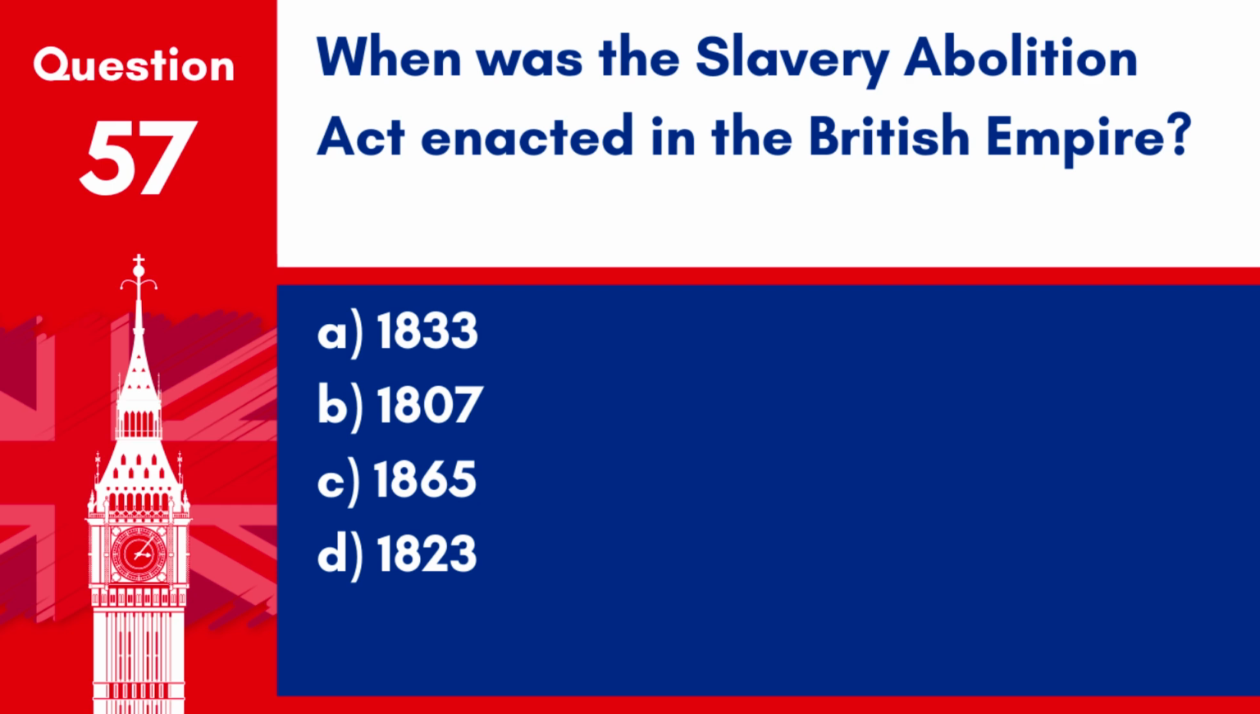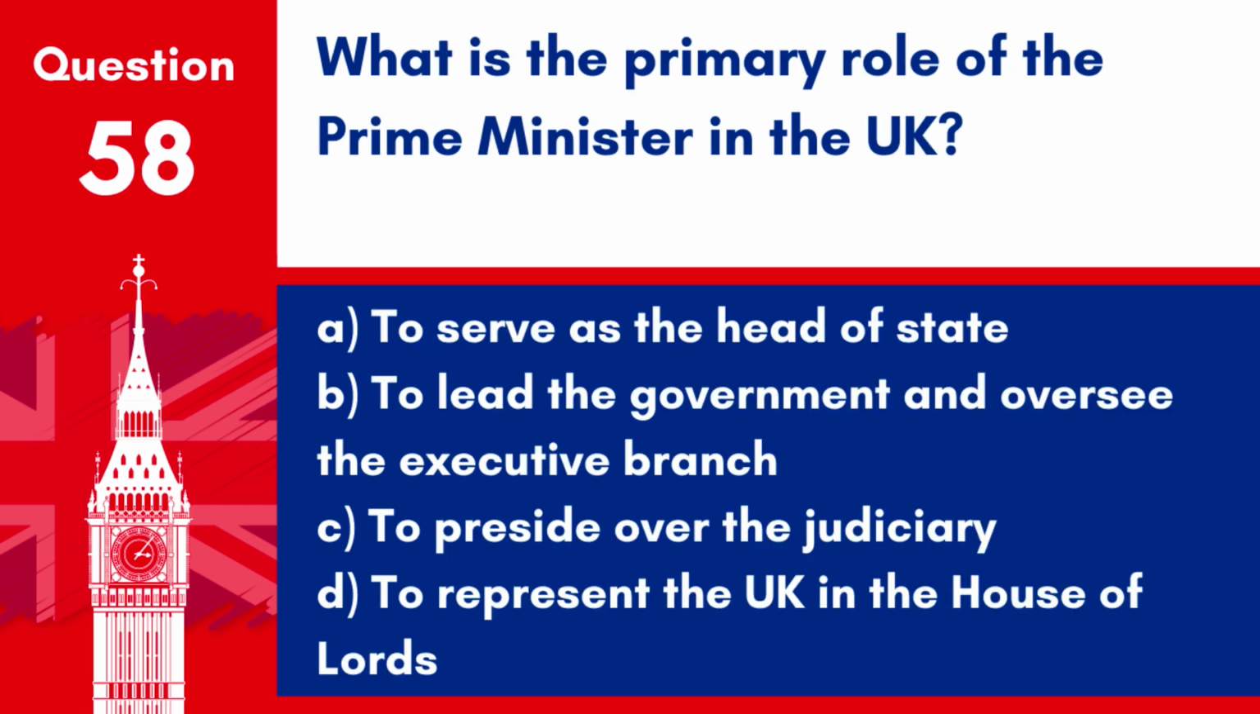A. 1833. B. 1807. C. 1865. D. 1823. Answer: A. 1833. The Slavery Abolition Act was enacted in 1833, which abolished slavery throughout the British Empire. Question 58. What is the primary role of the Prime Minister in the UK?